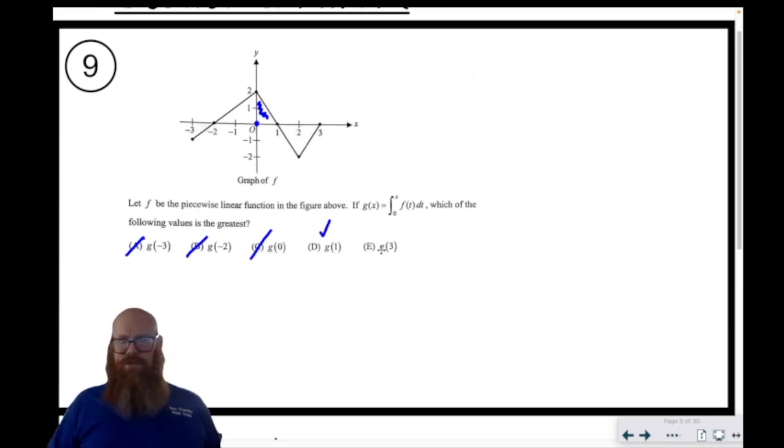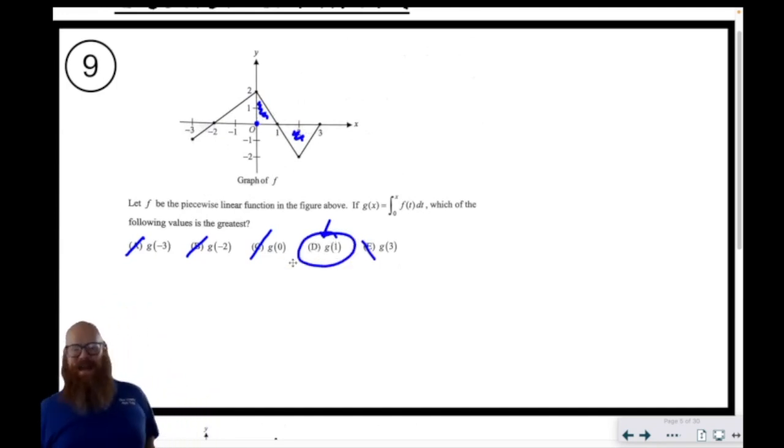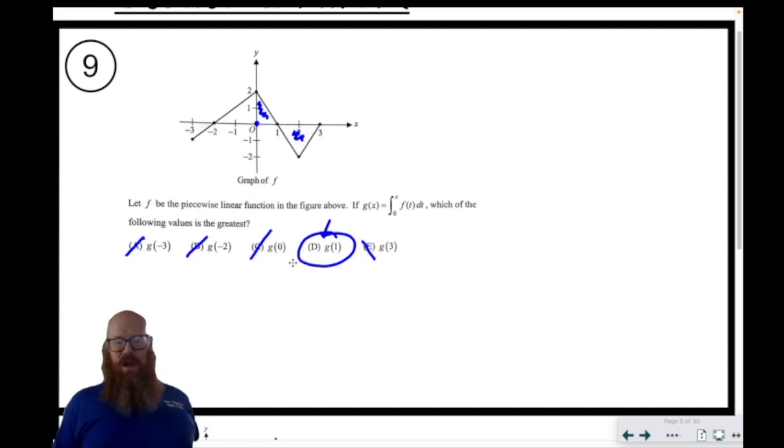But now G of 3. Well, G of 3 means I'm going past 1. So that means this is positive and this area is negative. So I'm going to be taking some away from this area. So that has to be less than this. So without actually figuring out any areas, I can deduce that D is the answer.